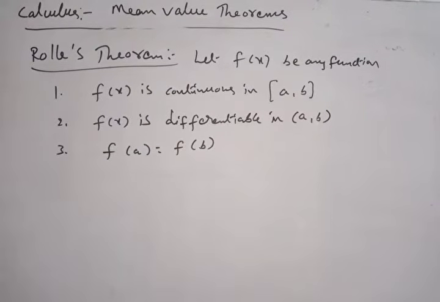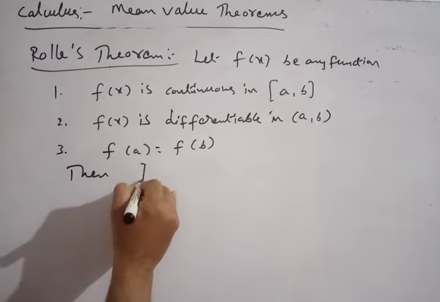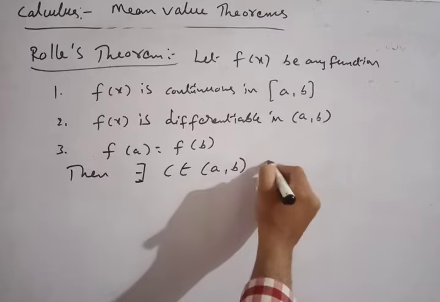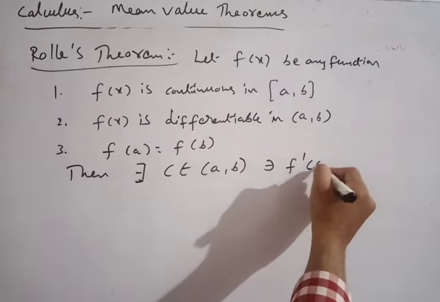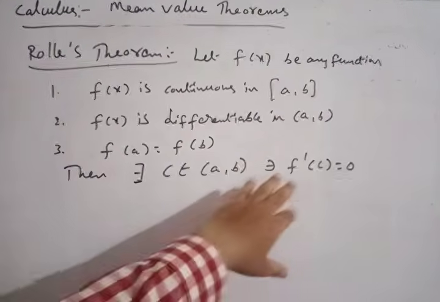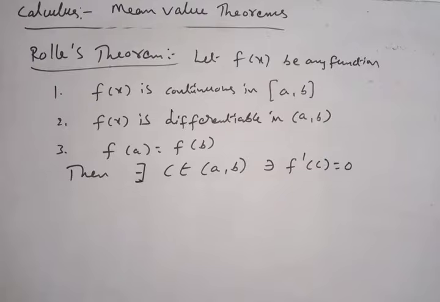If these 3 conditions are verified, then there exists c belongs to a comma b such that f dash of c is equal to 0. That is, there exists at least one point c in the open interval a comma b such that f dash of c is equal to 0. This is the statement of Rolle's theorem.